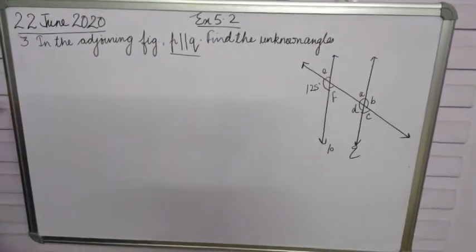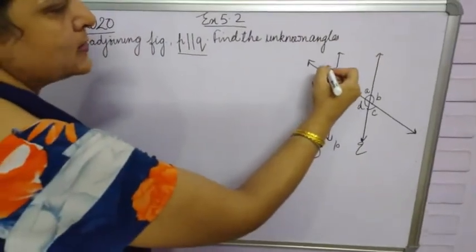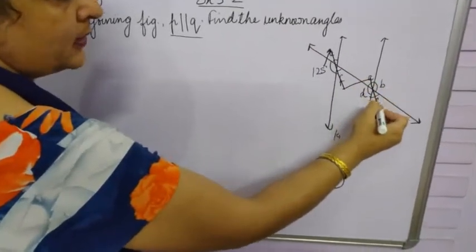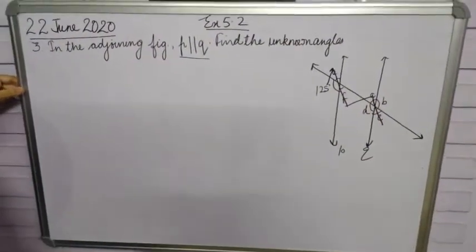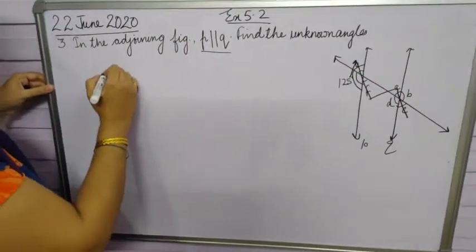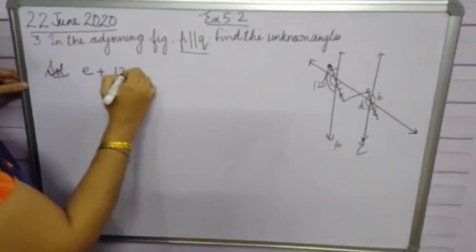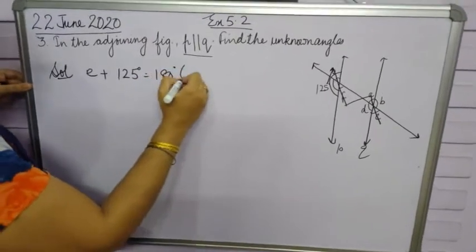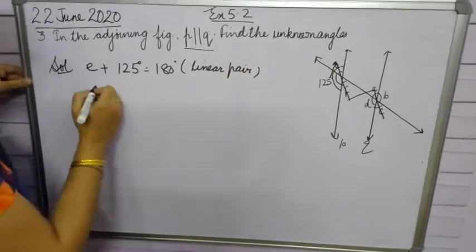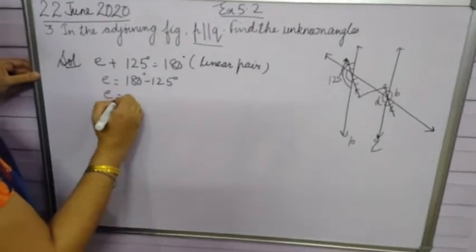This question can be done in various ways. So how are we starting? I am going to find this angle first. From here I will find out this, from here this, and from here this. I am going to move in a zigzag order. Now these two angles, they are forming a linear pair. So angle E plus 125 degrees is equal to 180 degrees. Why? Because these form a linear pair. Now E, when this 125 goes that side, it is subtracted.